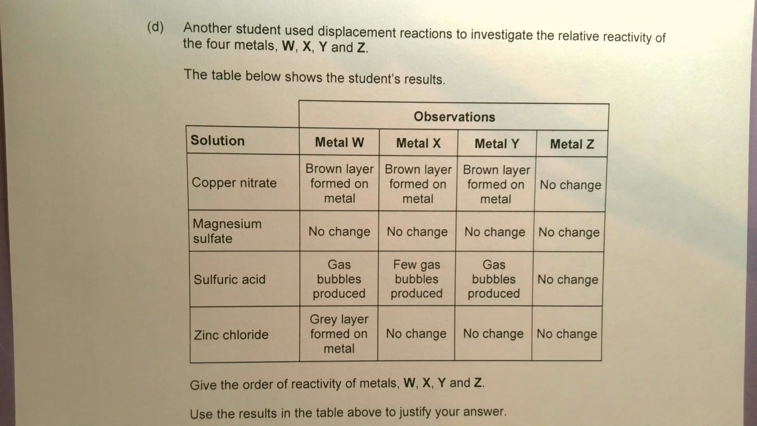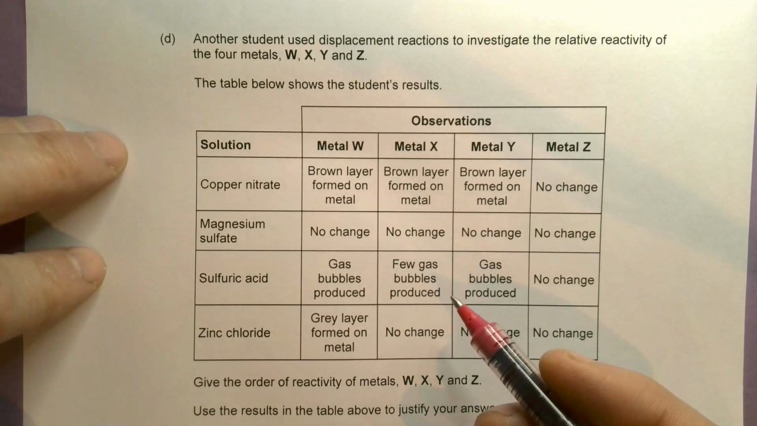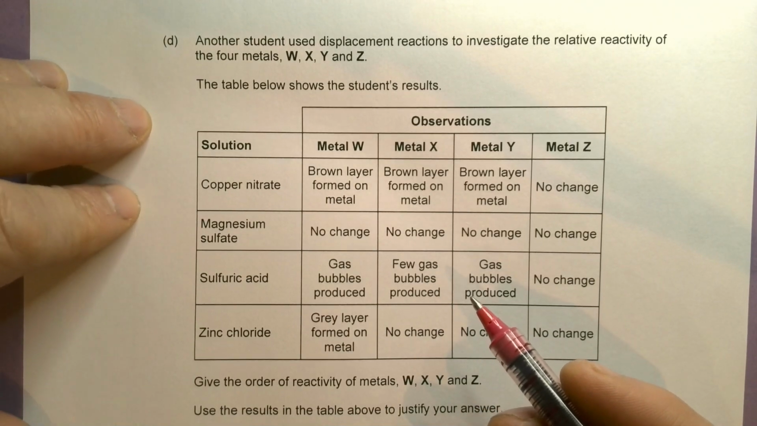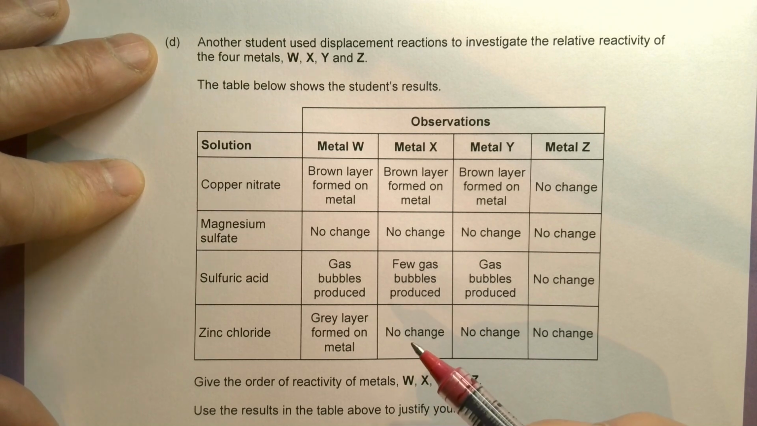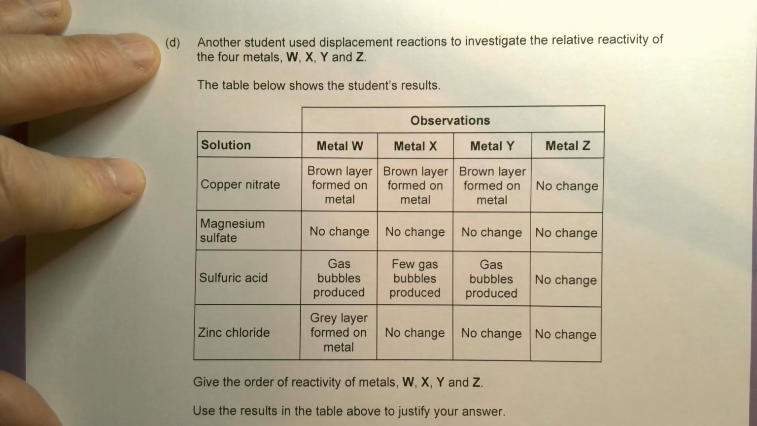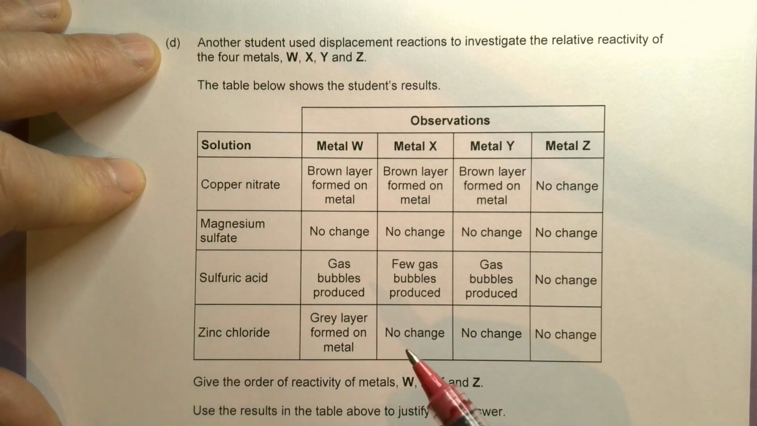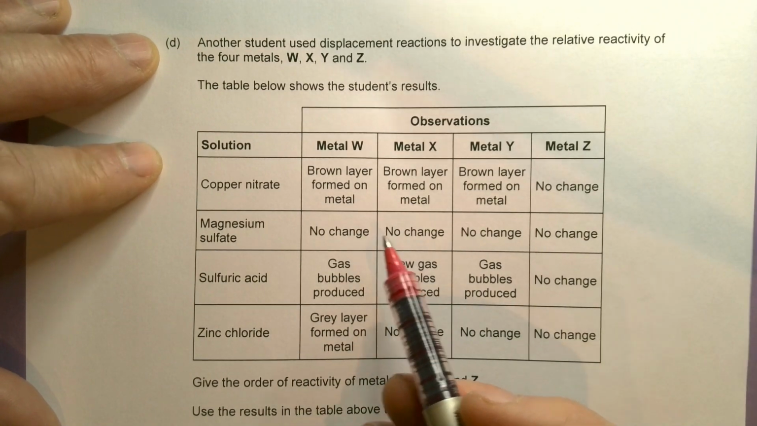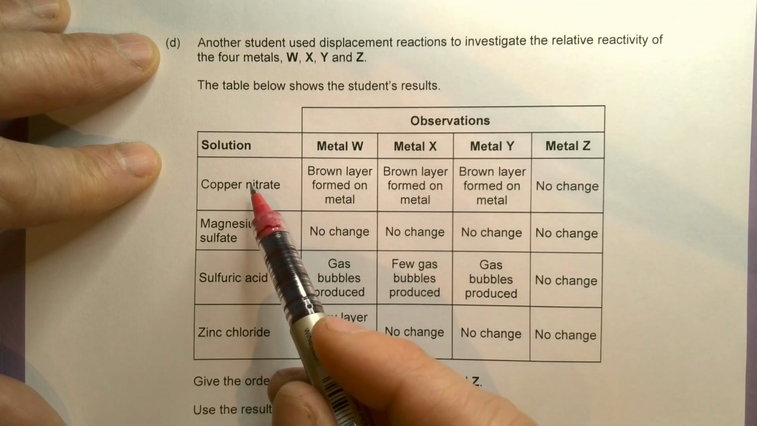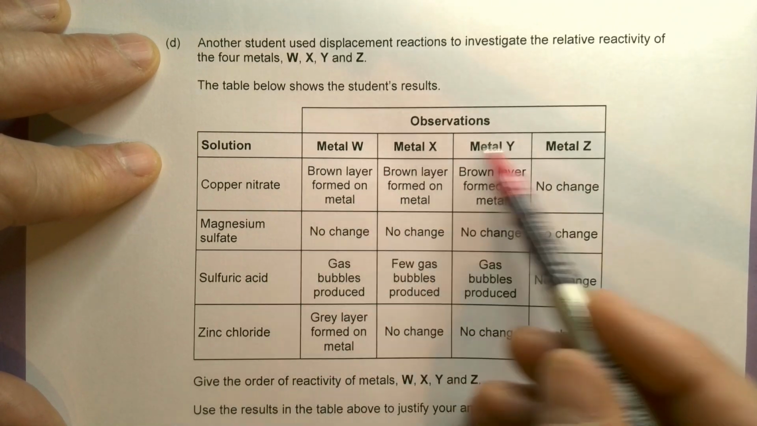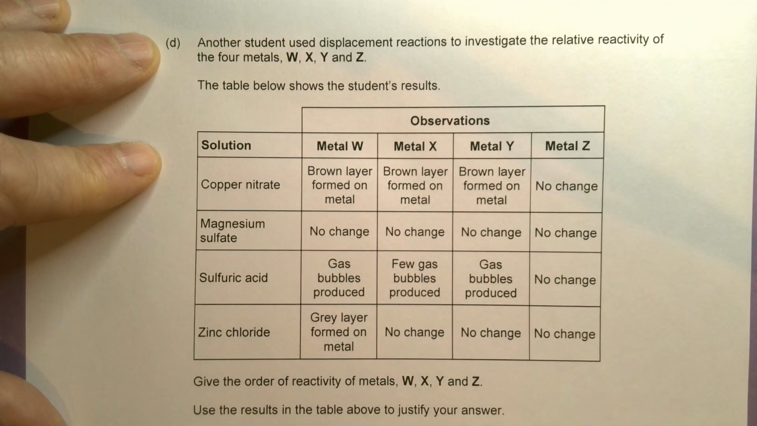Okay, another student used displacement reactions to investigate the relative reactivity of the four metals W, X, Y and Z. Remember, the most reactive metal will displace the less reactive metal from its compound. The table below shows the students' results. Okay, so here they are. We've got the observations of metals, we've got copper, we've got different solutions out here.